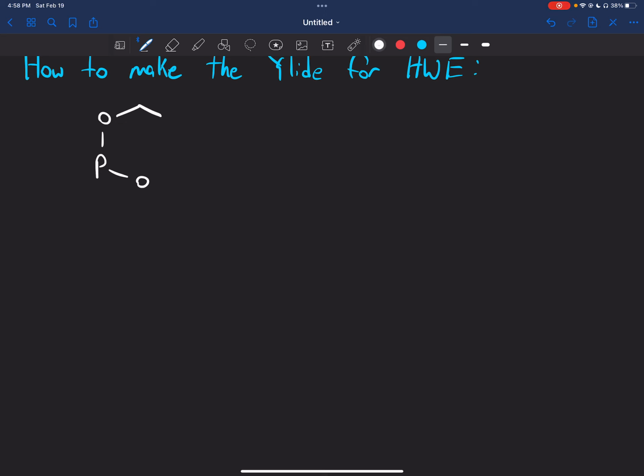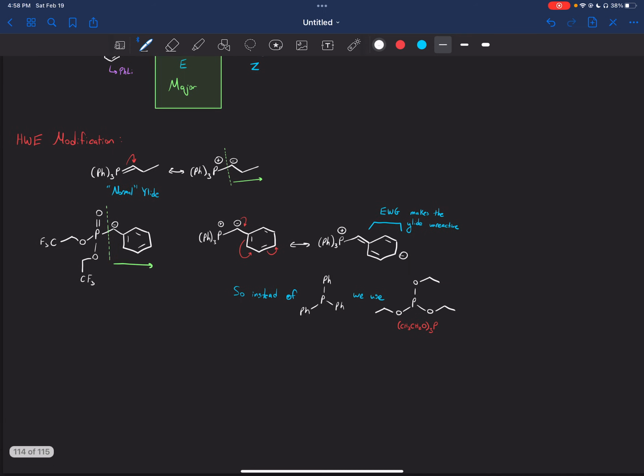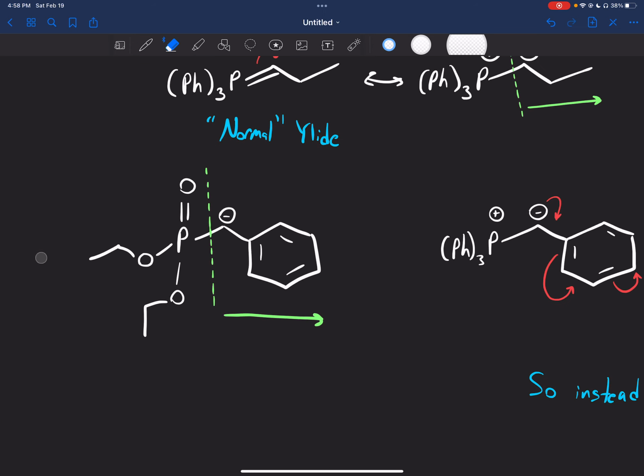So the way we do it for the HWE modification, we start out with our compound like this. Actually, just making one correction, I wrote this as CF3 by accident. There we go.